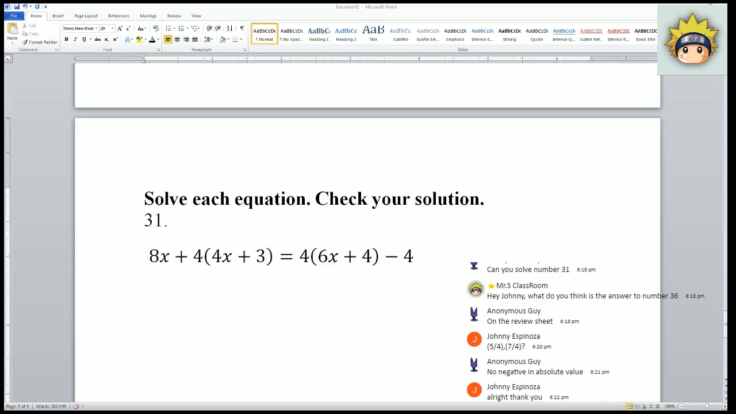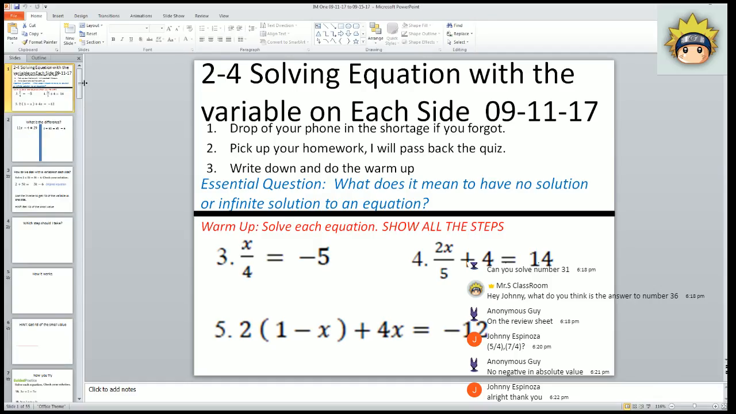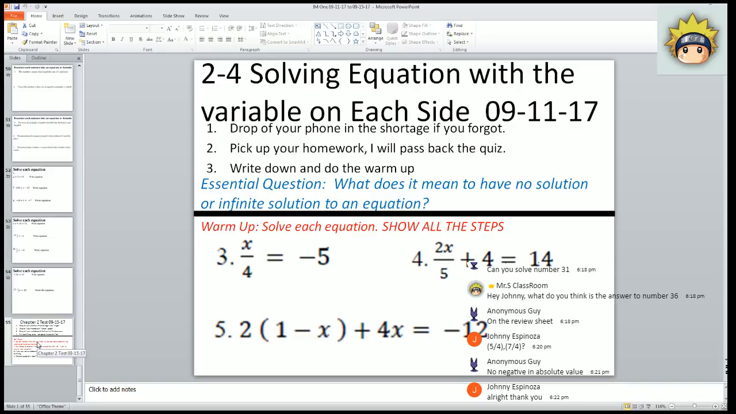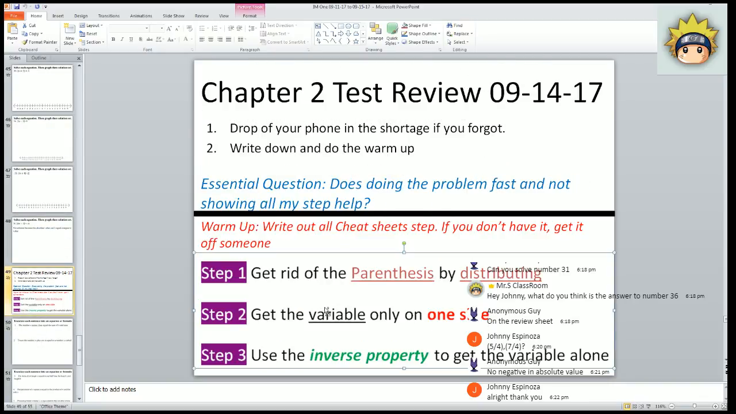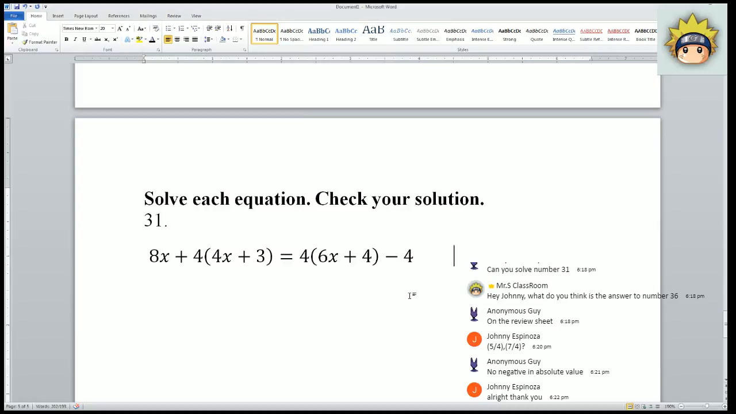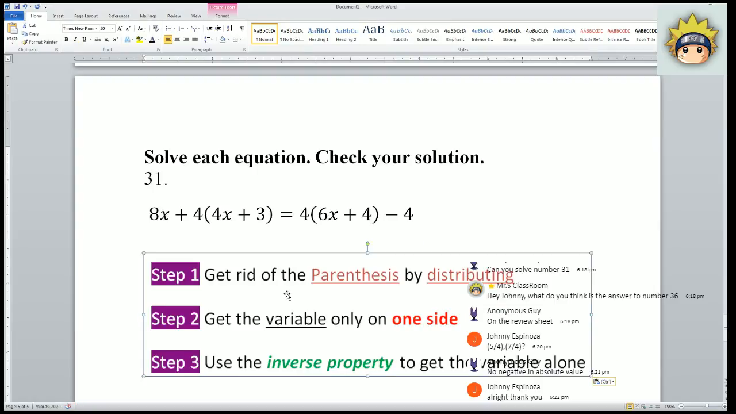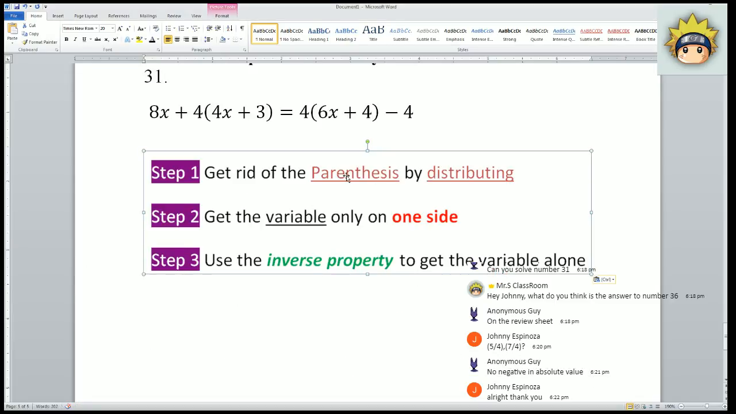Let me pull up the PowerPoint for today. So notice step 1: always rewrite the equation. That is very important. But what you also need to do is get rid of the parentheses by distributing. That is a default. So we need to distribute.